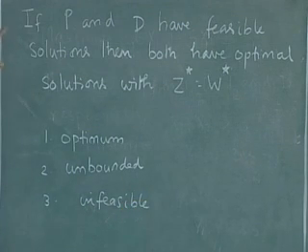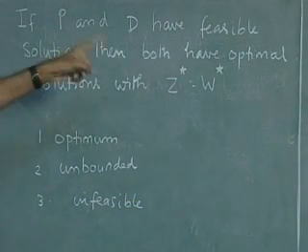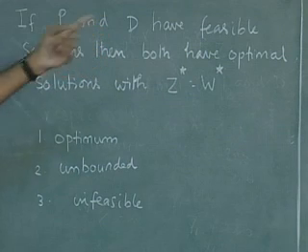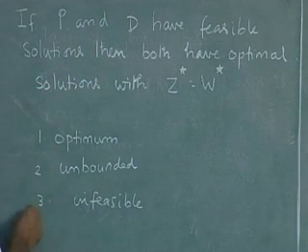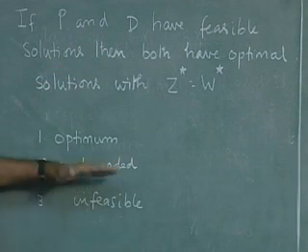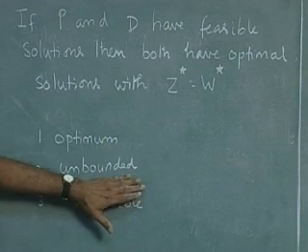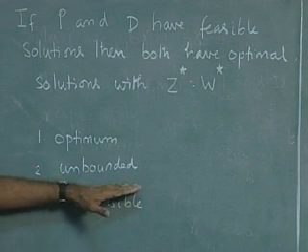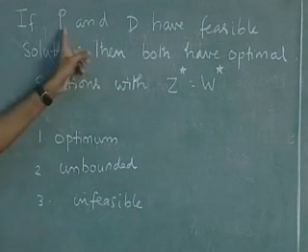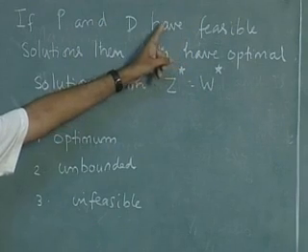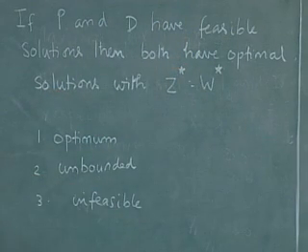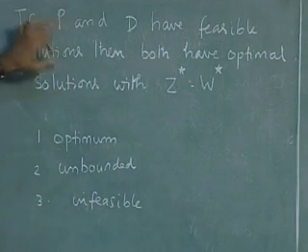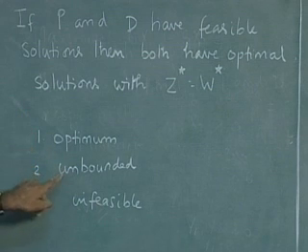Now if we assume that P and D have feasible solutions, it means that neither of them is infeasible, because if either the primal or the dual is infeasible, then they will not have feasible solutions. Therefore this is taken care of. Now it simply means primal and dual have an optimum or unbounded.